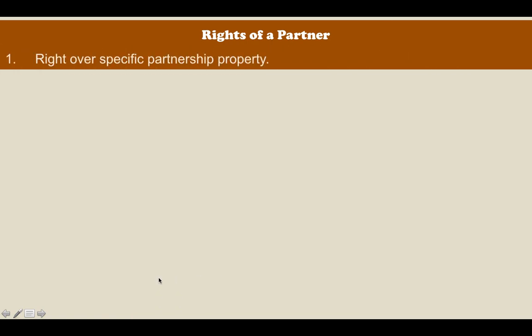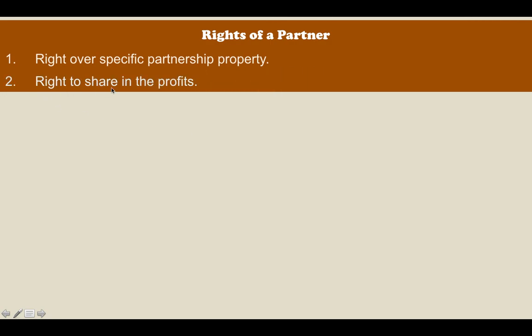Okay, class. Now let us discuss the rights of a partner. What are the rights of the partner? First, right over specific partnership property. So if you are a partner, you are an owner, so you have the right over the partnership property. Right to share in the profits. So it is your right because you are a partner to share in the profits. And of course, if you're sharing the profits, and if the agreement spells out that you need to share in the losses, then you have to.